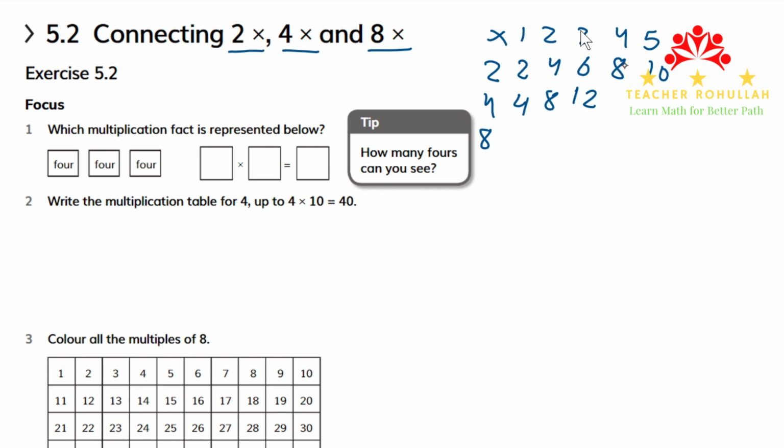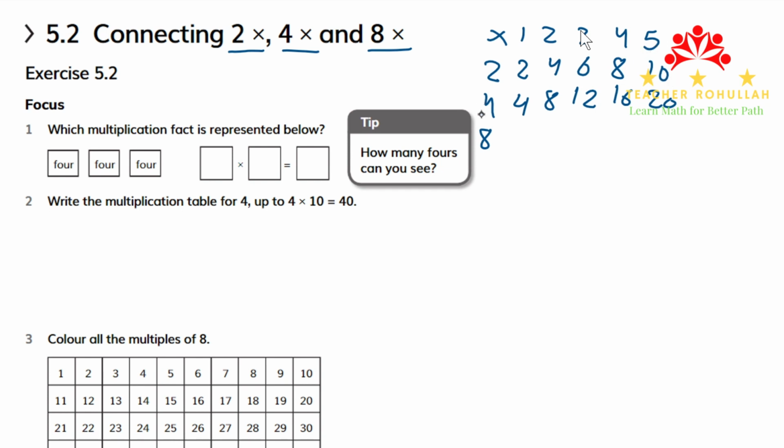4 times 2 is 8. If we double 8, we get 16. And 16 is 4 times 4. And 5 times 2 is 10. If we double 10, we get 20, which is a multiple of 4. A multiple of 4 we get by multiplying with 5.